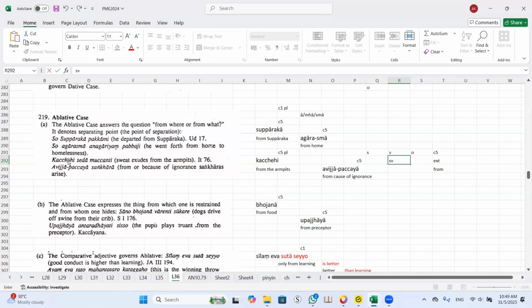This one is kacehi, plural, ablative or instrumental, from the armpit. So this sedo, you remember the 32 parts, sedo. Sedo means sweat. In this case, this is the subject, plural, sweat. I say sedo should be a subject. If it's singular, but I think it's plural. Let me check.